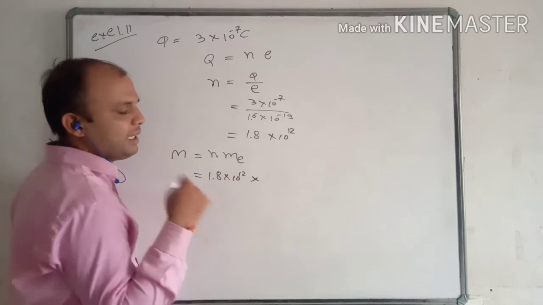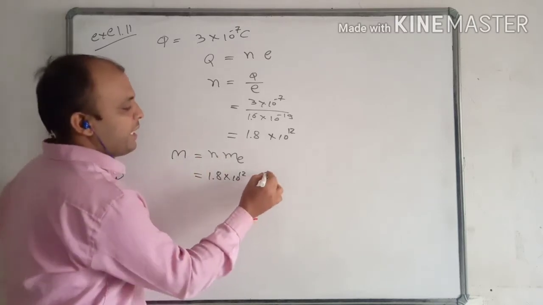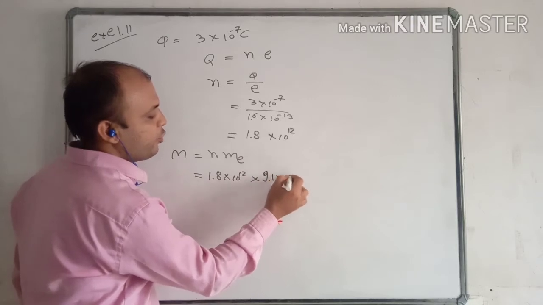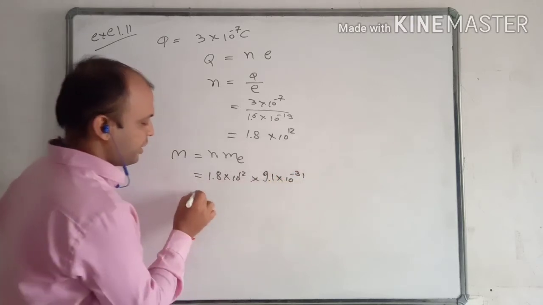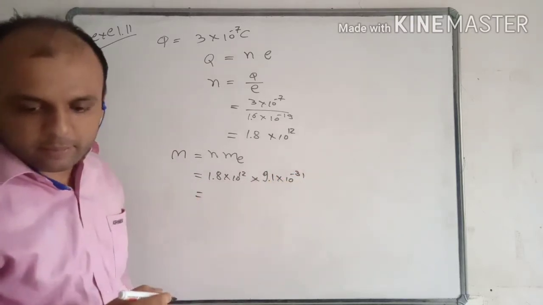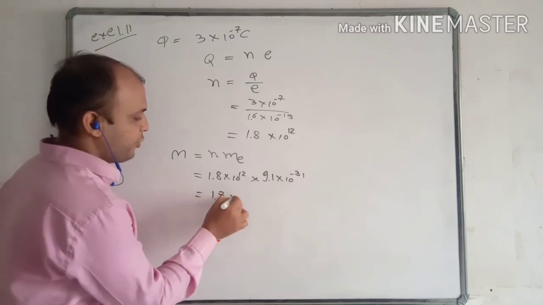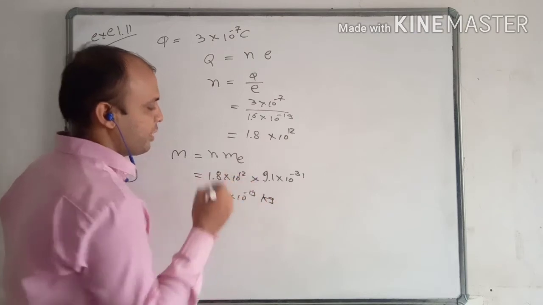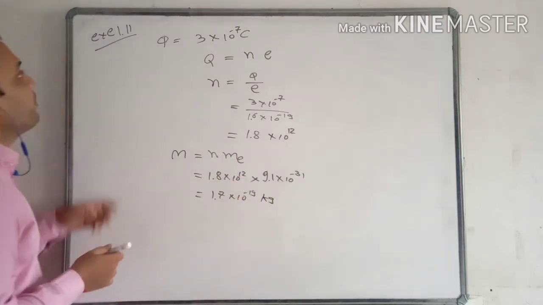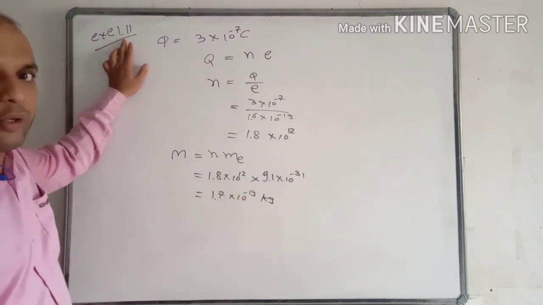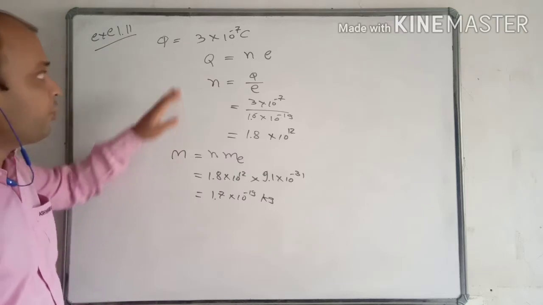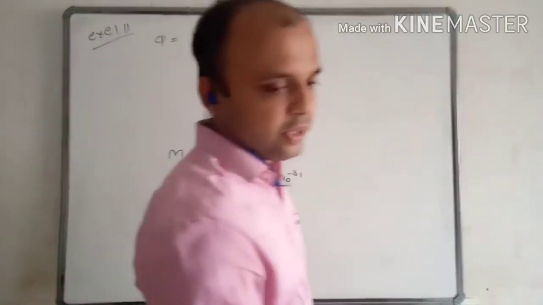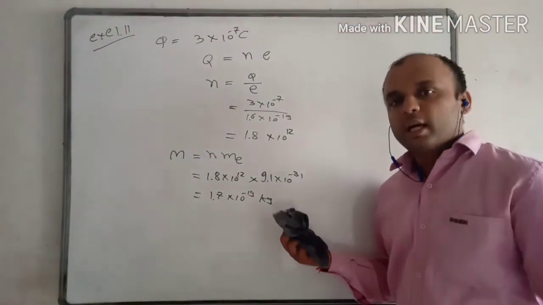And Me, the mass of one electron, is 9.1 into 10 raised to minus 31. So your answer will be 1.7 into 10 raised to minus 19 kg. Students, this is the example of exercise 1.11, in which you have to find the number of electrons and the mass transferred from one body to another.